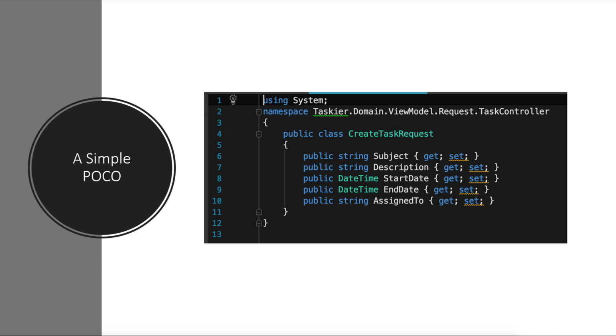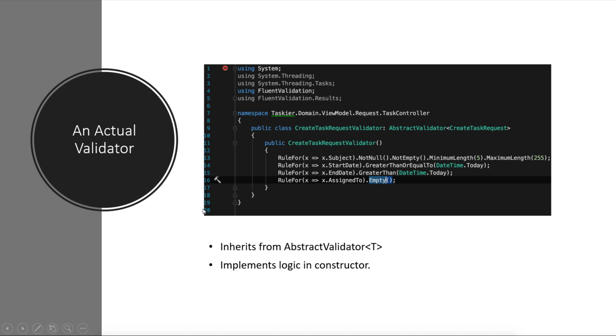And you can see if you look at this, this is actually in my domain namespace. So I told you I like to do a layered approach to architecture, and so I have a domain project that has view model, request, task, controller, and inside there's a create task request. So when we look at the validator, you'll see that it's actually in the same namespace. So it sits right beside my create task request model. And it inherits from that abstract validator, and then we pass it the type that we're validating, which is a create task request.